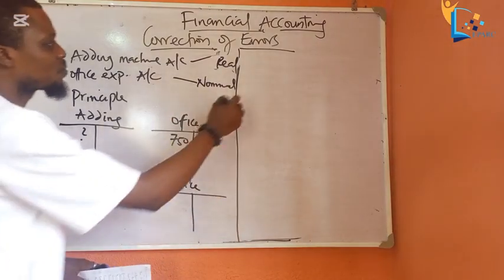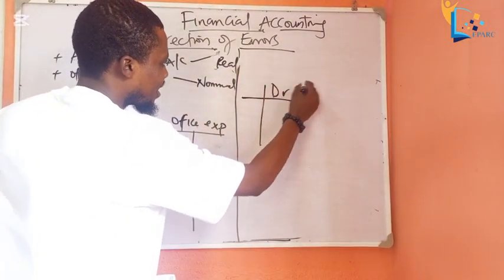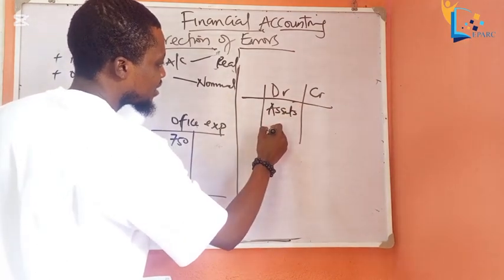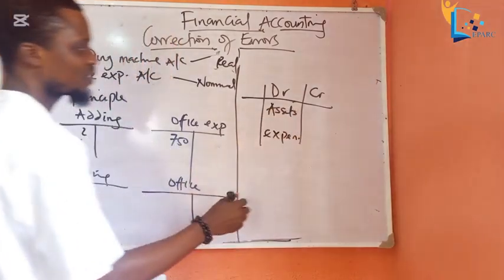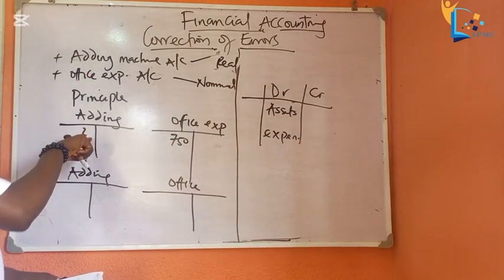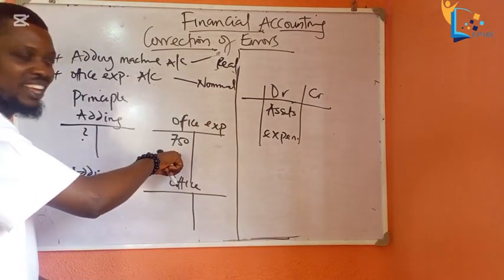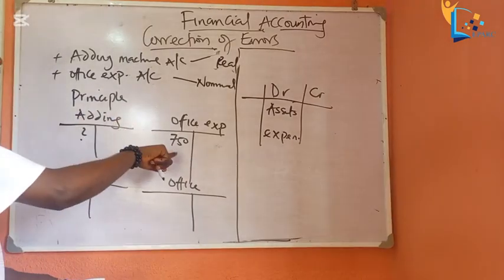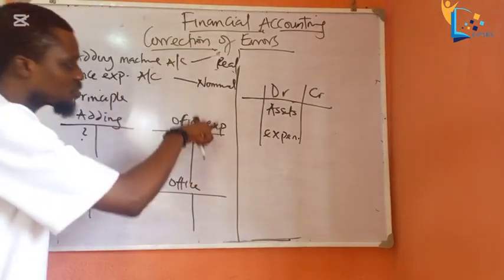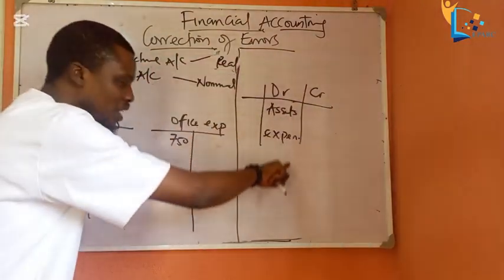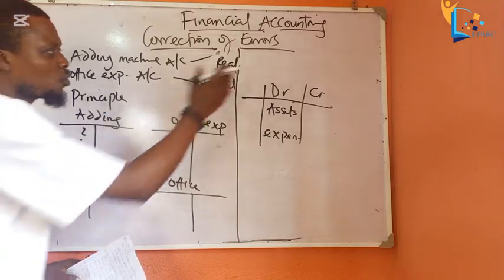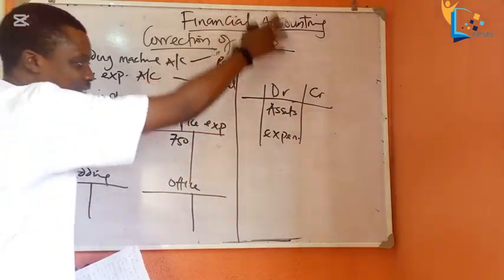because assets and expenses have debit balances. Adding machine is an asset. Office expense is an expense. Even though the accountant made an error to record this money under office expense, it will not affect the trial balance because both expenses and assets have debit balances. So if it is maintained like that to the end of the entries, it will not affect the trial balance because the two accounts have debit balances.